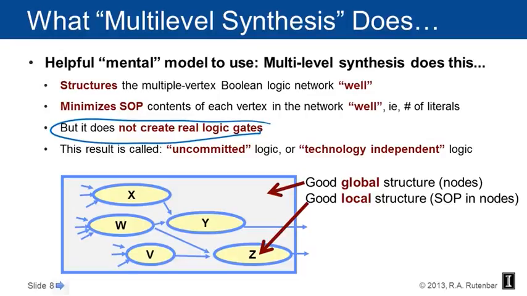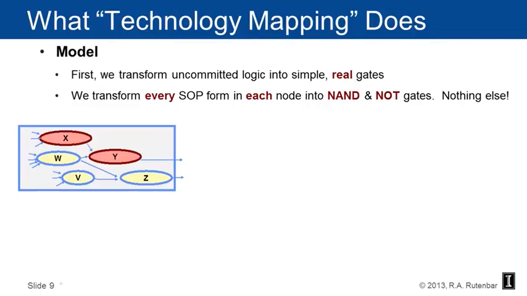So what does technology mapping do? Technology mapping does something sort of interesting. The first thing we do, typically, is we transform this into uncommitted logic that is made up of only very simple gates, but real gates. So a very common way of doing this is to transform every sum of products expression inside each node into something very simple like NAND and NOT gates and nothing else.